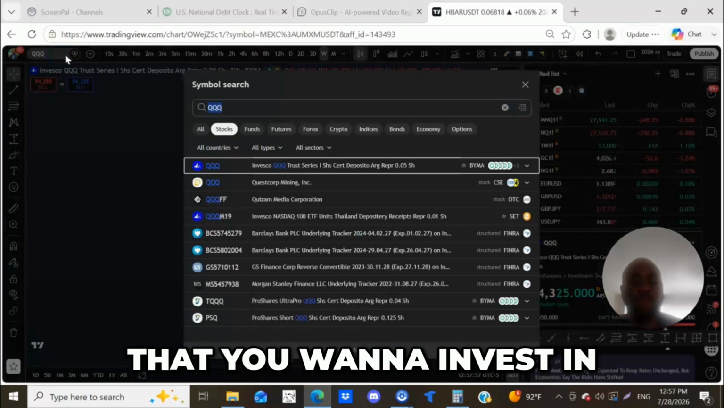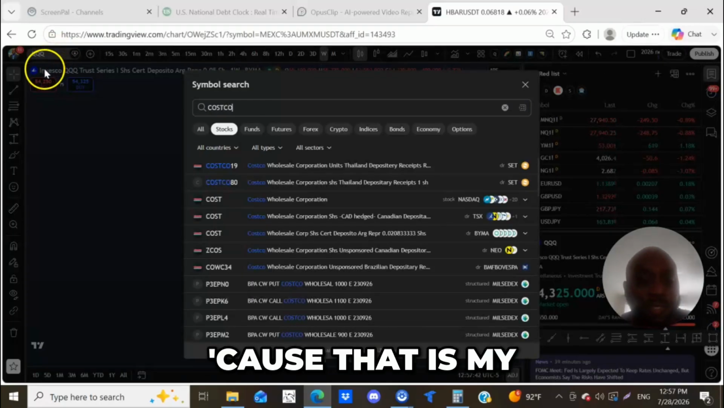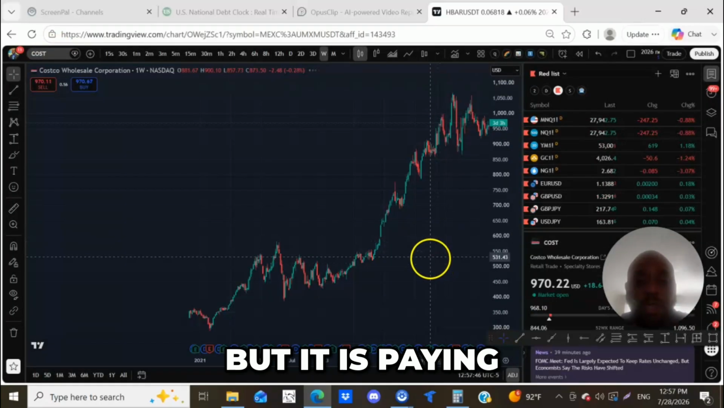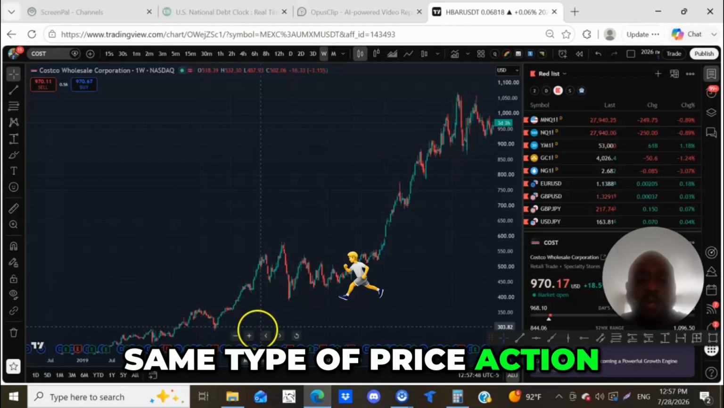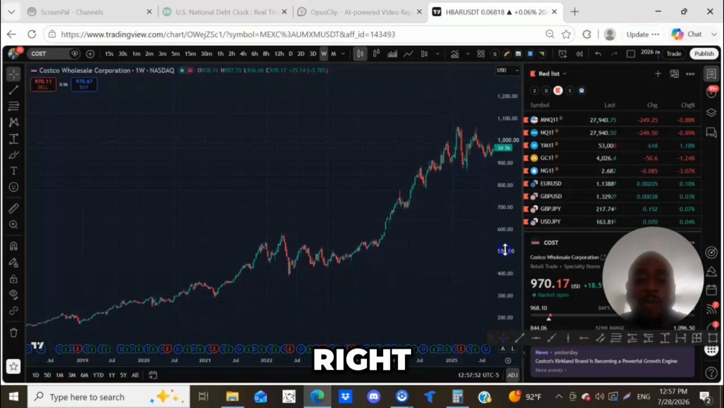These are the things that you want to invest in. Costco, a little biased because that is my company, right? But it is paying. You see? Same type of price action. Buy low, sell high, right?